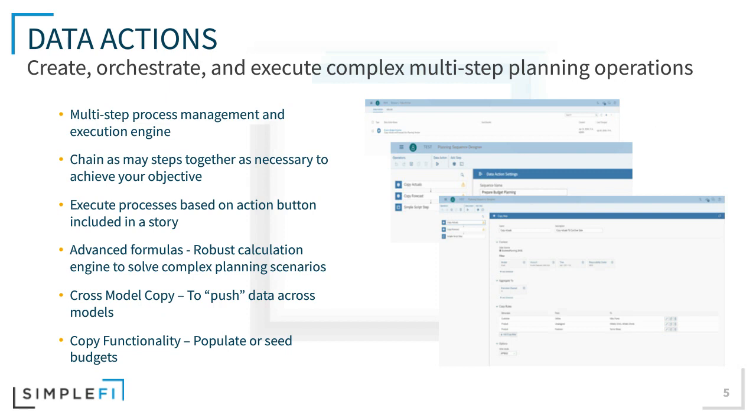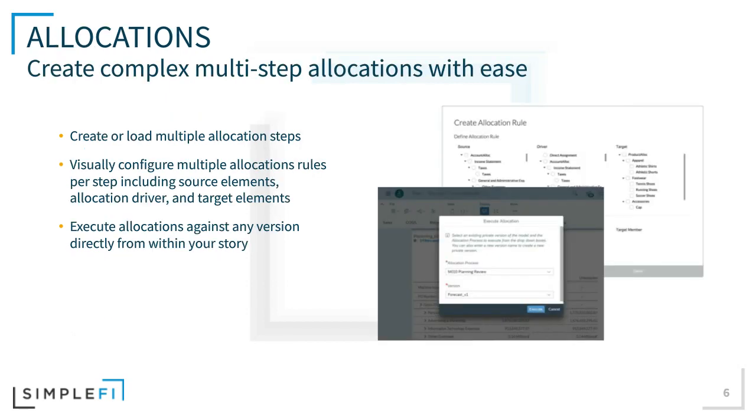And finally, as I mentioned, alongside the data actions, the other piece that really helps the automation would be the allocations, right? They have pretty easy functionality to create with the allocations. You can create complex allocations. They can be pretty simplistic.